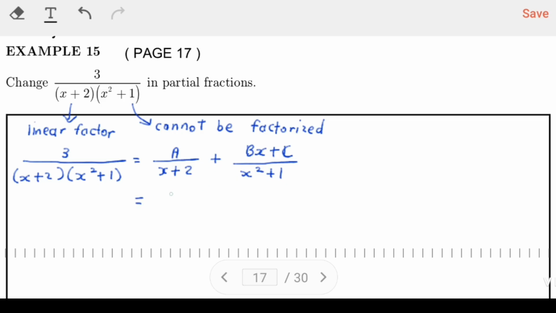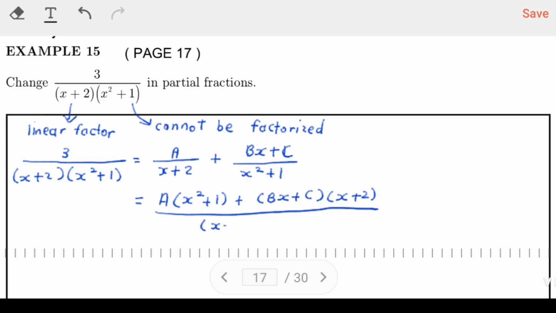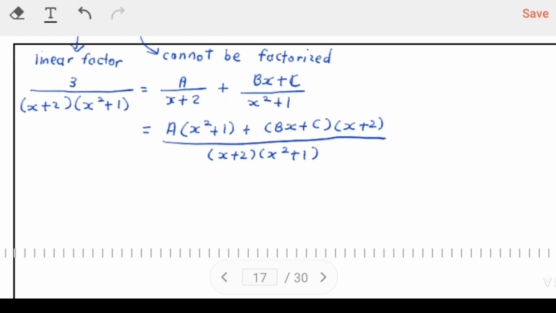Next, equalize the denominator. We have a times x squared plus 1 plus bx plus c times x plus 2, over x plus 2 times x squared plus 1. By just considering the numerator, we have 3 equals a times x squared plus 1 plus bx plus c times x plus 2.